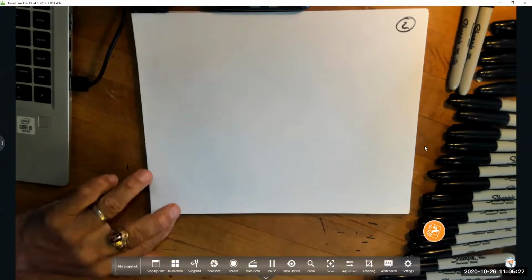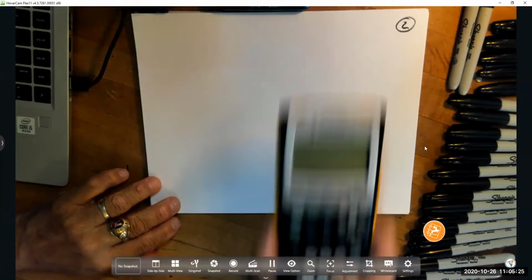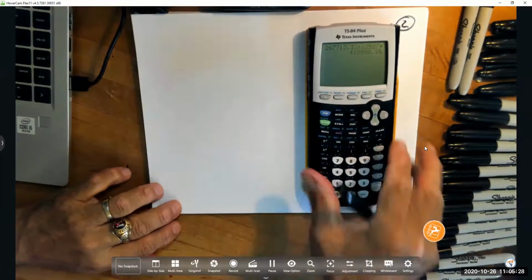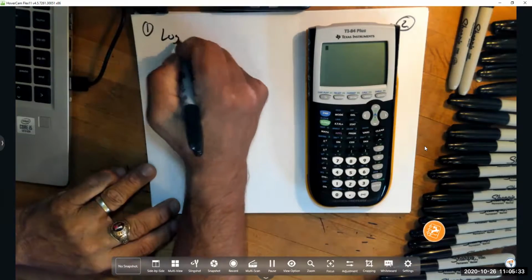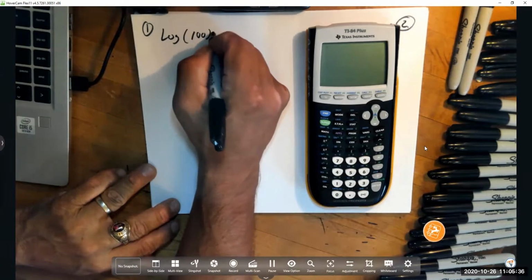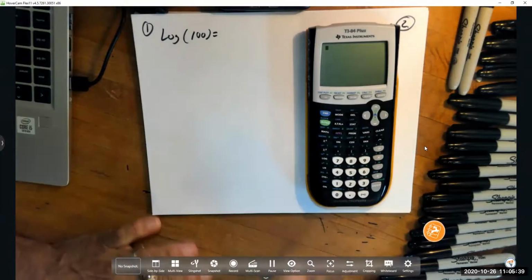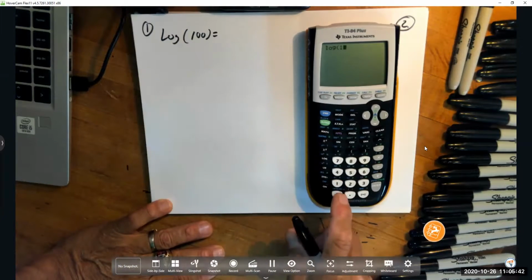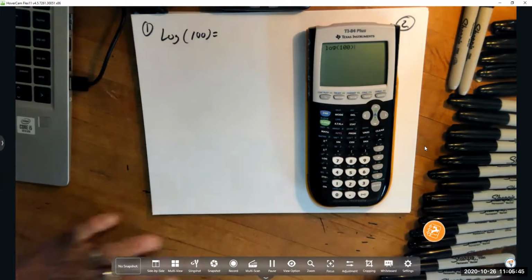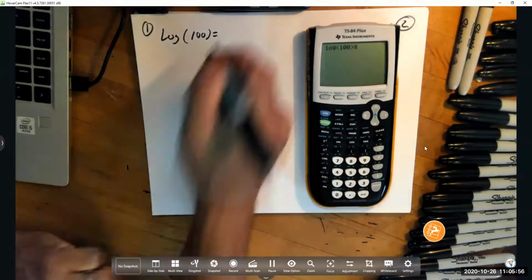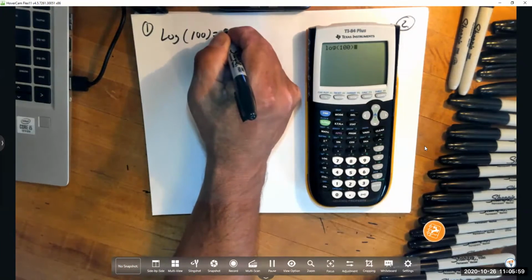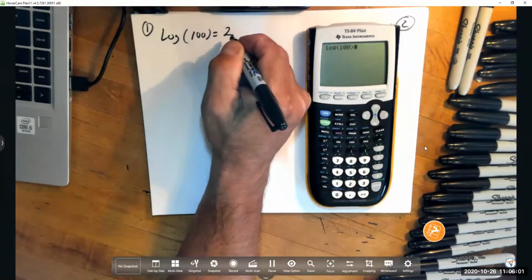Okay. So on your calculator, let's do the calculator first. Get your calculators out, and let's do example number 1. Log of 100. Do it in the calculator, and I'll show you how to do that. Go log 100. Like that. See what you get. You tell me. What did y'all get? 2? Exactly 2? Yes.